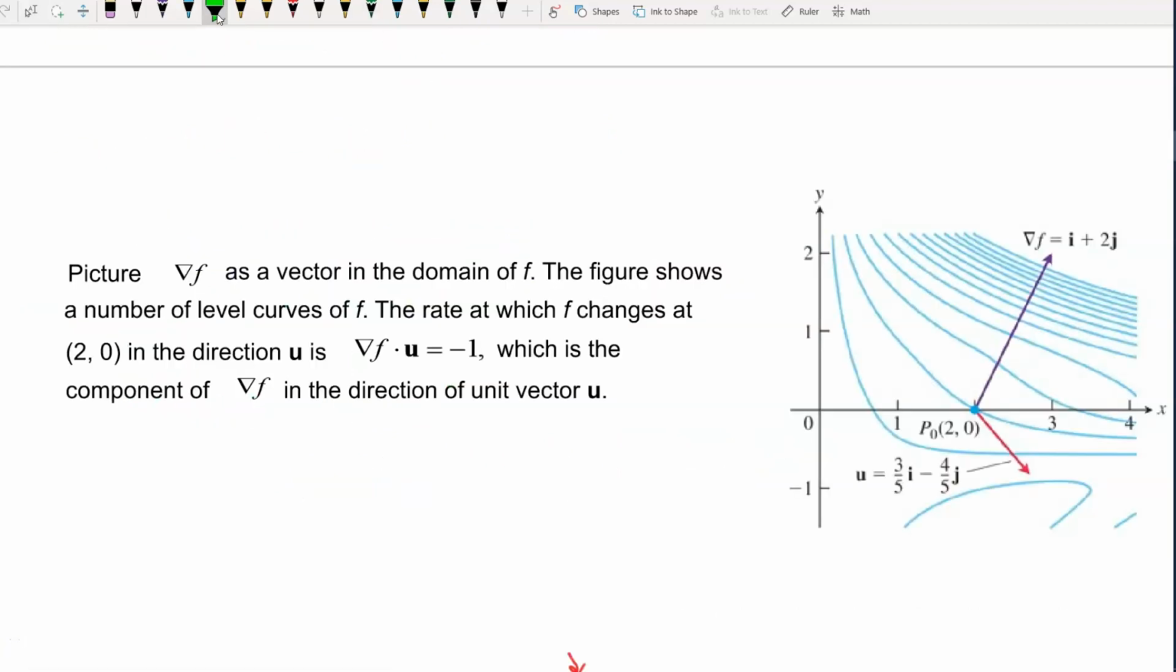So based on what we did above, the gradient of f times the unit vector u is equal to negative 1. So here is the unit vector u, and here was the gradient of f, which was equal to i plus 2 times j. And here was at p naught, which is (2, 0).